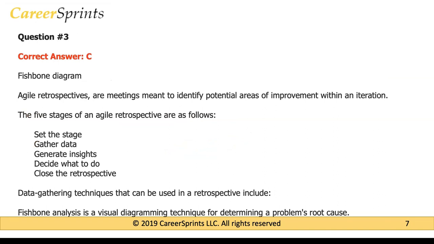It says the Agile retrospectives are meetings meant to identify potential areas of improvement within an iteration. The 5 stages of an Agile retrospective are set the stage, gather data, generate insights, decide what to do, close the retrospective.